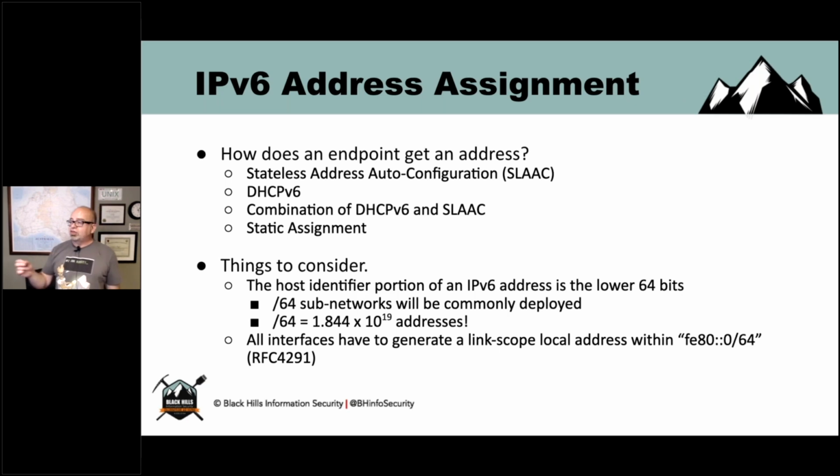Okay? So you've got to remember that the host identifier portion in an IPv6 address has 64 bits. And 64-bit subnet networks are going to be very commonly deployed in organizations. Well, think about that. That's 1.844 by 10 to the 19 addresses. That is a tremendous number of addresses in that subnet, so to speak. So what we're going to see in our v6 networks as we deploy is that the network addresses on endpoints are going to be very sparse in that subnet. They're not going to be clustered together, or if you've got any sense, they're not going to be clustered together from a security perspective. You should make them very sparse and widely distributed. All interfaces in IPv6 are going to generate a link scope local address with the FE80 prefix.